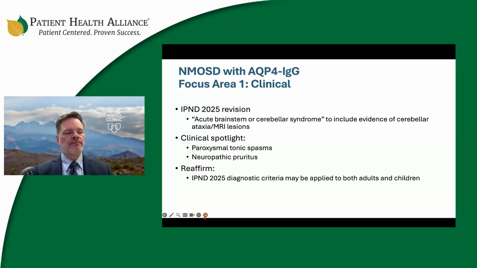In addition to that, the committee wanted to put a spotlight on the increased relative importance in NMOSD of the recognition of paroxysmal tonic spasms and neuropathic itching as features that, while not pathognomonic, are particularly suggestive of NMOSD, especially when they occur in the context of an acute, longitudinally extensive transverse myelitis syndrome. The group also reaffirmed that the diagnostic criteria for seropositive disease may be applied equally in both adults and children.